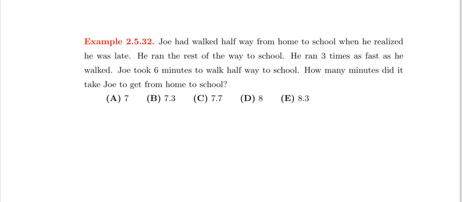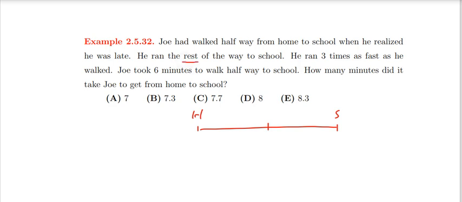Joe had walked half way from home to school. Okay, home to school. So halfway to here, he realized he was late. So he ran the rest of the way. So he increased his speed, right? So he ran 3 times as fast as he walked. So suppose walked speed is v, then by now speed is 3v.